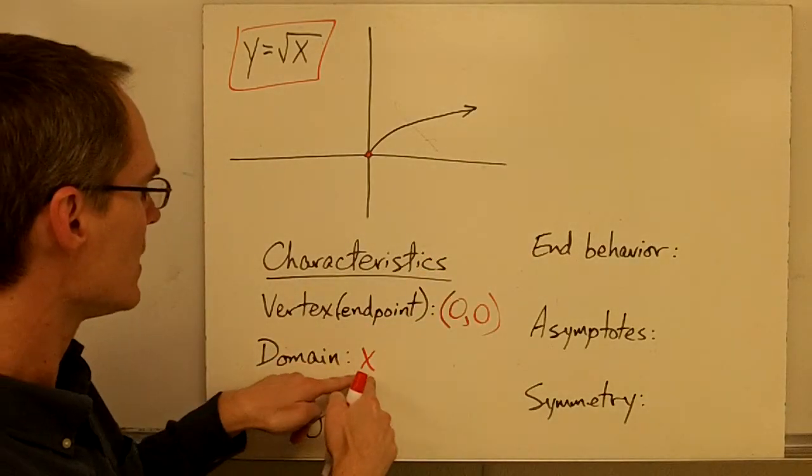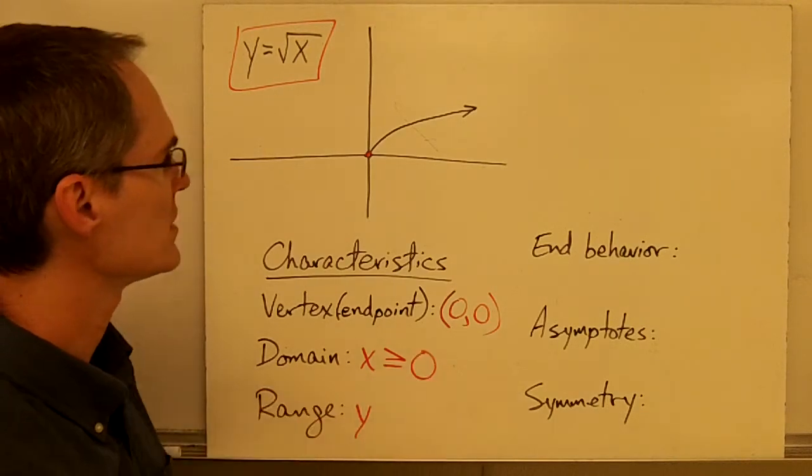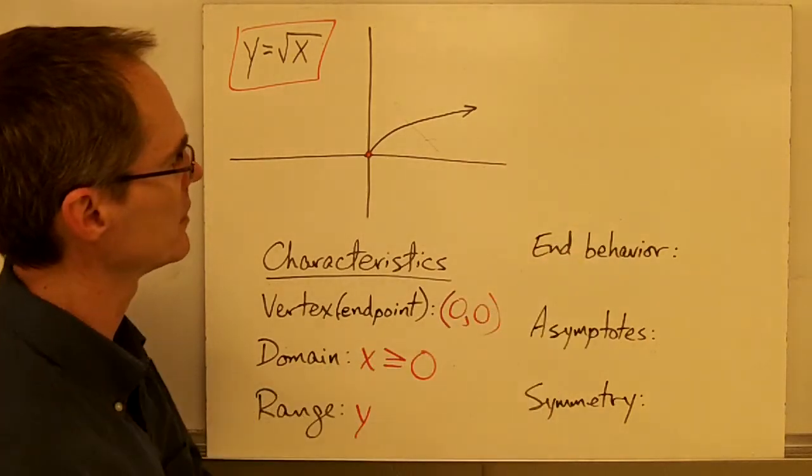So my domain is going to be, I'm going to write it as x greater than or equal to 0. So that's all the x values that I can have. X is greater than or equal to 0.